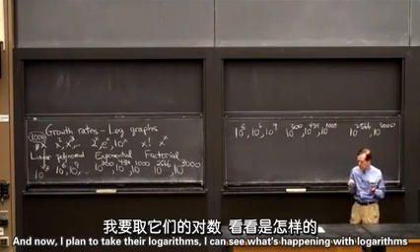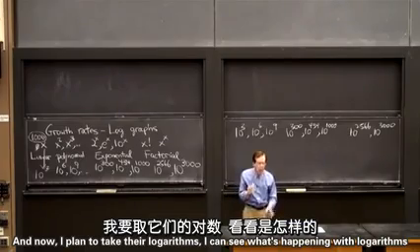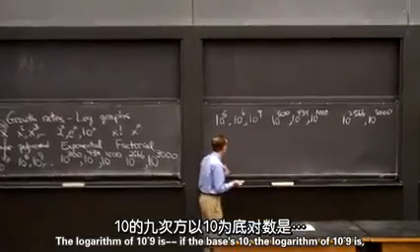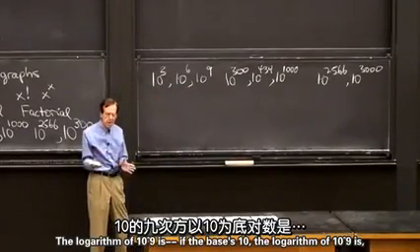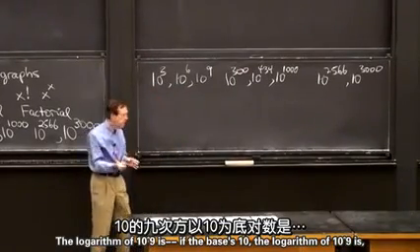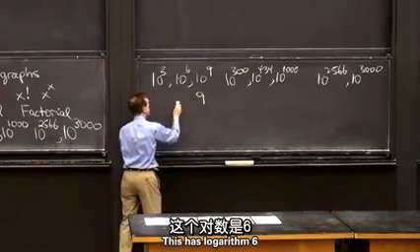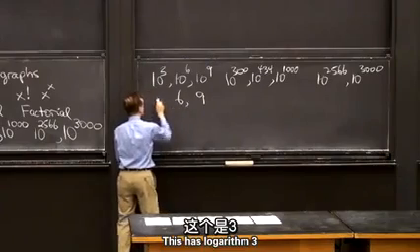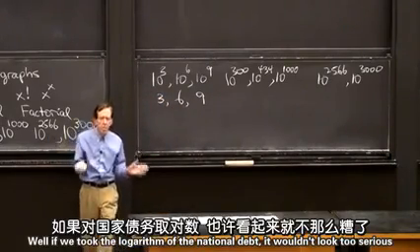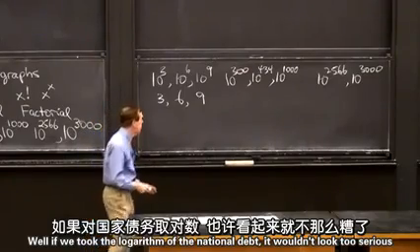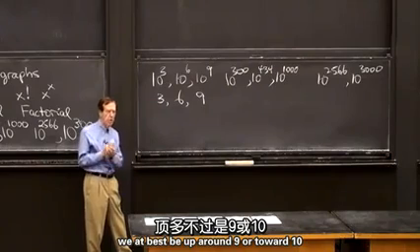And now I plan to take their logarithms. I can see what's happening with logarithms. The logarithm of 10 to the 9th, if the base is 10, is 9. This has logarithm 6. This has logarithm 3. So you see, if we took the logarithm of the national debt, it wouldn't look too serious. We'd just be up around 9 moving toward 10.